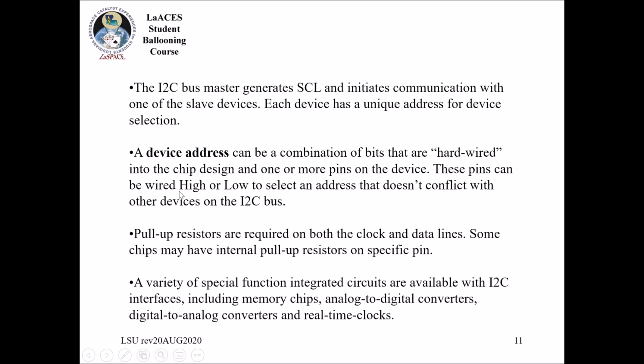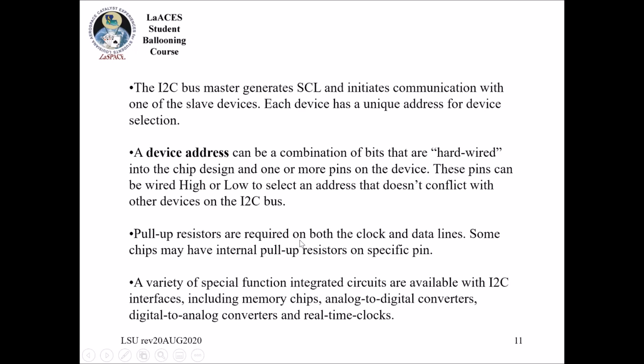These pins can be wired high or low to select an address that doesn't conflict with the other devices on the I2C bus. Pull-up resistors are required on both clock and data lines. Some chips may have internal pull-up resistors on specific pins.